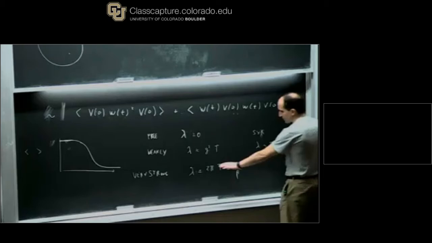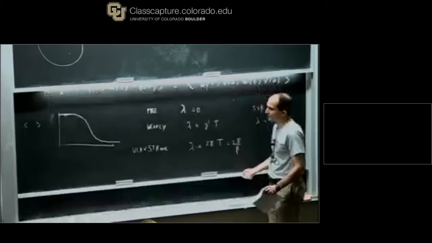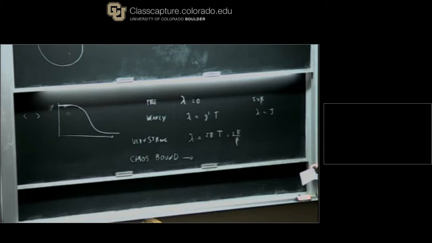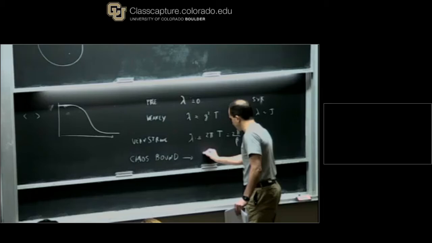And then it turns out that it is possible to prove a bound. There is a so-called chaos bound, which you can argue in general for systems that have this notion of simple operators or some kind of large N structure. This is a very general argument that says that lambda should be less than or equal to this maximal value.